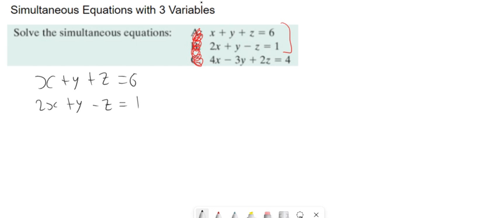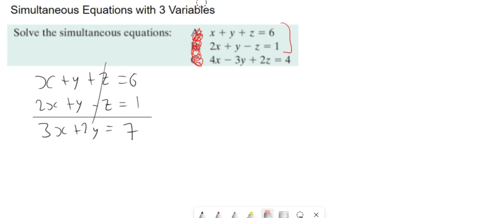Now for this one, I don't have to multiply either equation by anything, because we have a minus z and a plus z there like that, so they'll cancel out without having to do anything to either equation. That won't always happen. Therefore, if I just cross those two out and I add downwards, so we have 3x plus 2y is equal to 6 plus 1 is 7.